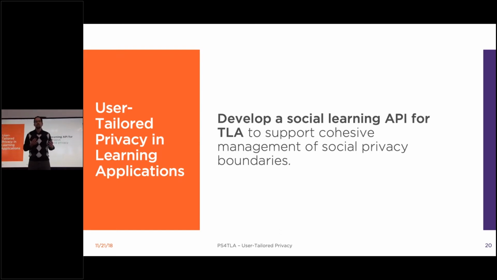This can get very complex. And it's not a good idea for these privacy management strategies to have to be applied over and over again with every single social learning application. So instead, I think it would be a good idea to develop some sort of a social learning API for TLA as well, where the sharing and communication preferences of each user become persistent across all the learning applications that are part of TLA. And so this avoids having to manage these interpersonal boundaries separately for each individual app.